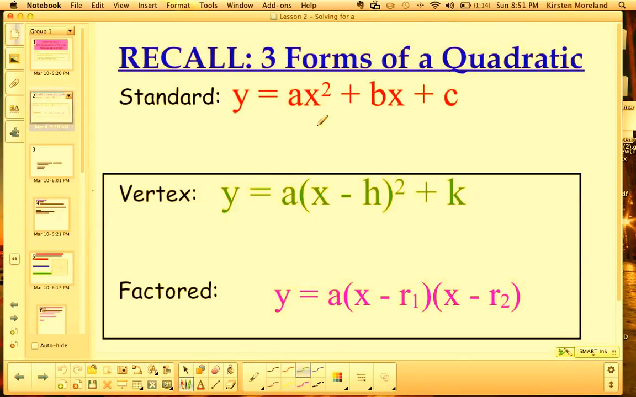This is not in your notes. This is from yesterday. Just recall the three forms. Again, I'm always going to stress to you that the standard form gives us the y-intercept, which is C. This gives us the vertex of h comma k. And these two are just our roots or our zeros. All right, so each form has its purpose.